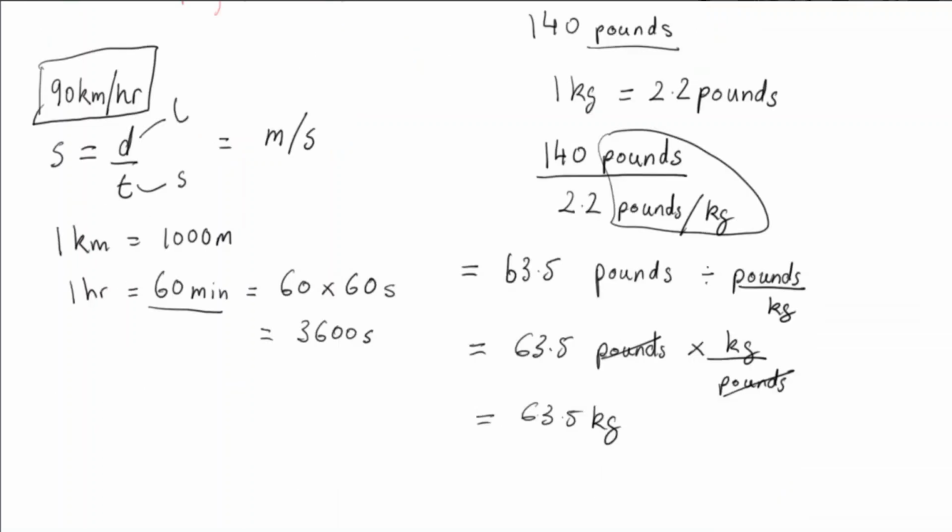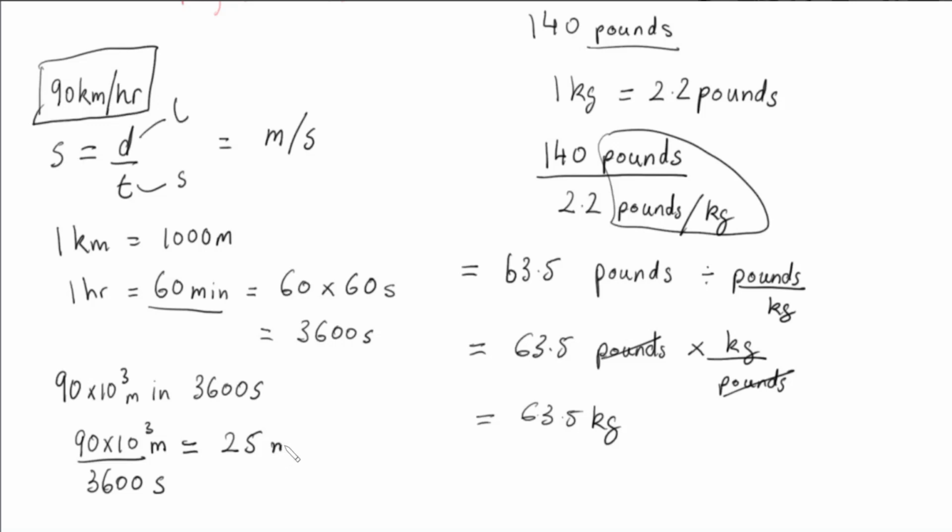So we can go ahead and use that information and convert this into meters per second, because we can say there's 90,000 meters being traveled in 1 hour, which is 3,600 seconds. So we can go 90 times 10 to the 3 divided by 3,600, and that'll be meters and that'll be seconds, to give us 25 meters per second.